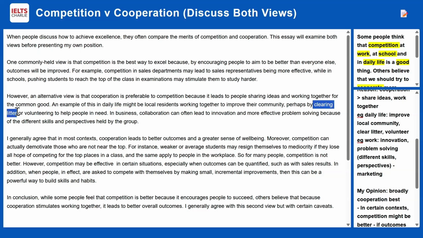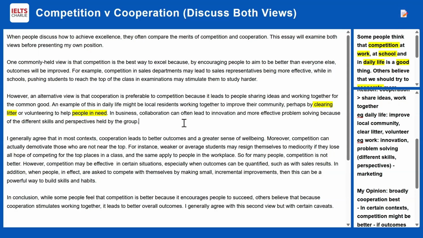So clearing litter is a natural collocation. You might think it's cleaning litter, but if you clean litter, that means you pick up a piece of litter, like a piece of paper or a crisp packet, and polish it and clean it, wash it. But we talk about clearing litter or volunteering to help people in need. So again, that's a useful collocation here.